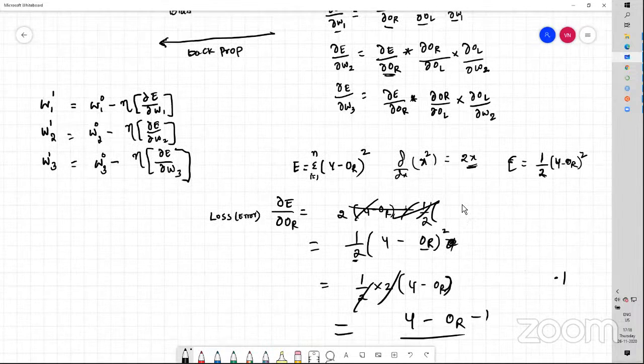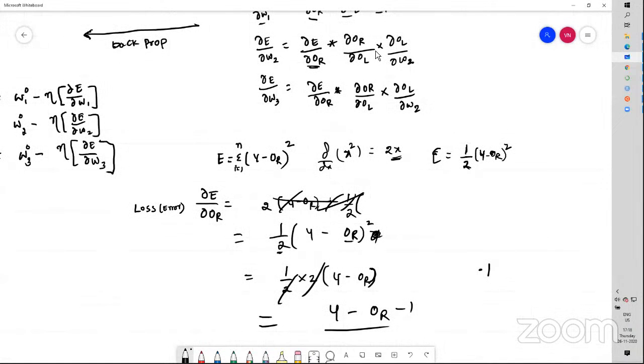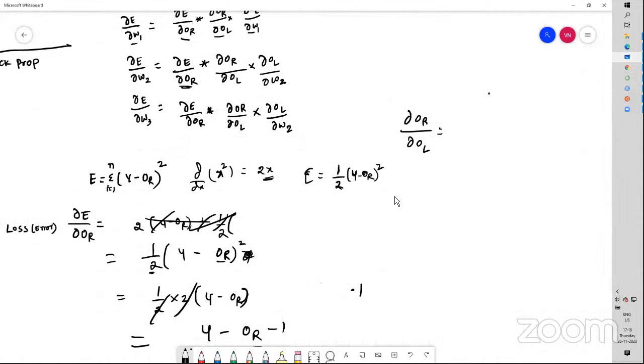Similarly, we have to do the derivative of the next one. What is the next one? The derivative of OR with respect to OL. Just straight away, let me write that. It is the cost function based one. What is OL? Sorry, what is OR? OR is nothing but 1 by 1 plus e to the power of minus OL. So this is the OR value.